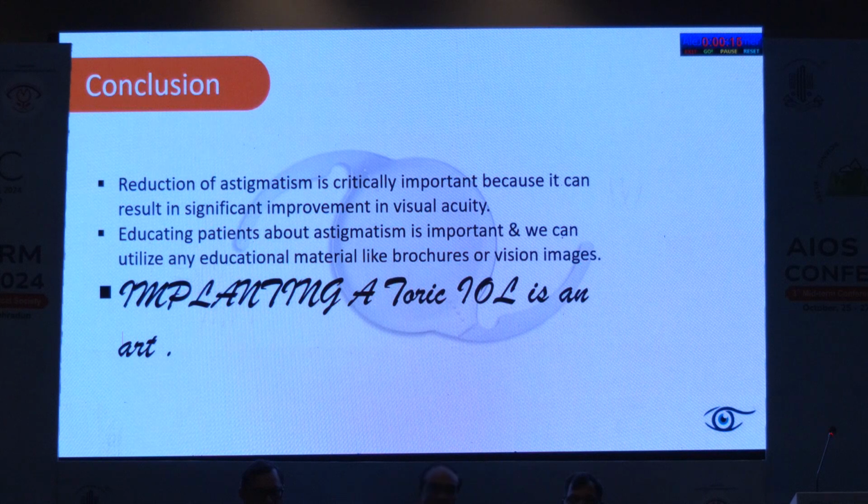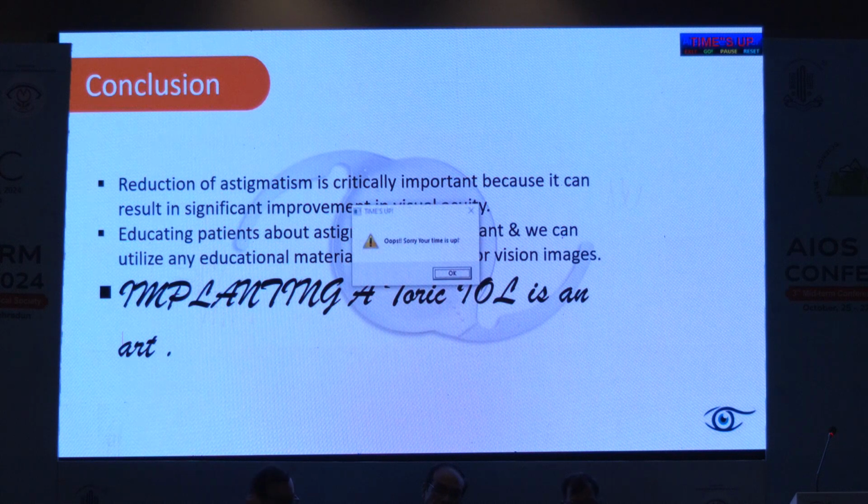So the take-home message would be that reduction in astigmatism is critically important because it can result in significant improvement in visual acuity. But educating patients with astigmatism is important. My talk is on patient selection. So we have to utilize some patient educational material like some brochures or vision images. And lastly, implanting a toric IOL is an art, and we surgeons are the artists. Thank you for the patient hearing.